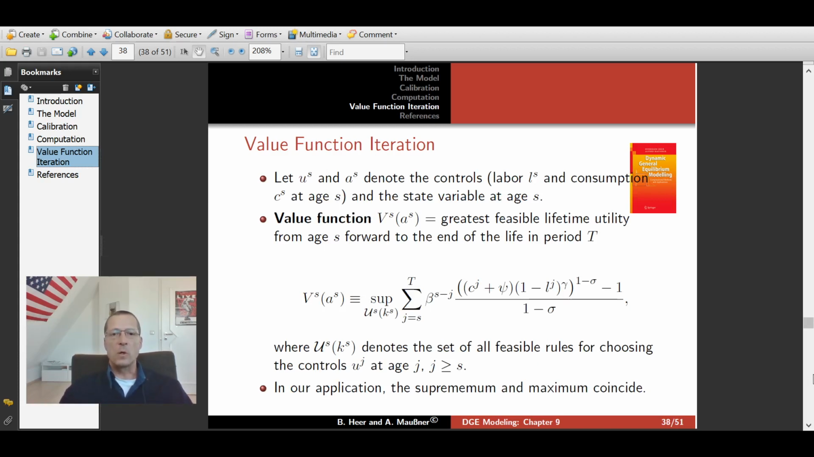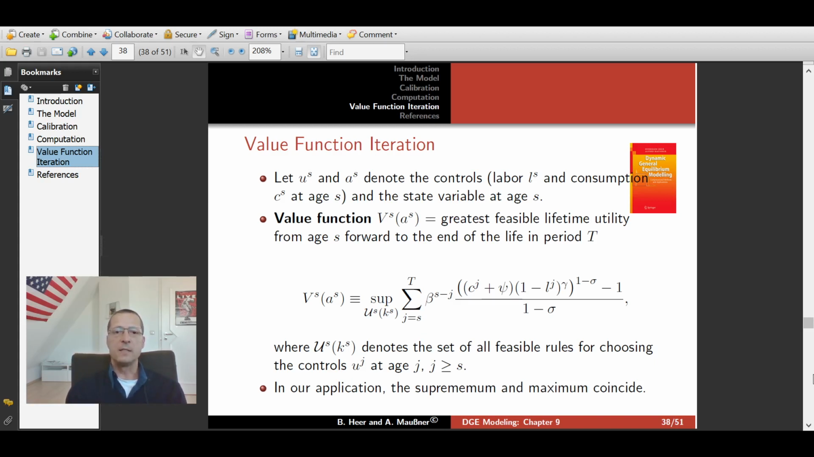Now let us call these the controls and the state variable. Notice that our state variable is the individual wealth level A_s. Our control variables in this optimization problem are the labor supply and the consumption at age s that we can choose in order to maximize our lifetime utility.